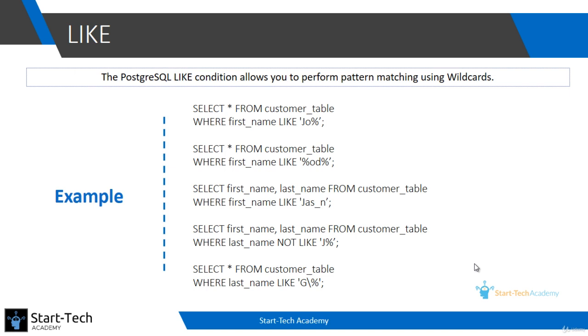Now in the next example, suppose I want a customer name which will start with JAS and then there should be exactly one character, that can be anything, and then there should be the character N. In that case, I will use underscore. Underscore will ensure only a single character replacement. We can also use NOT with the LIKE statement, and in the next example you can see that we have used NOT LIKE 'J%' to identify all the customers whose names don't start with J.